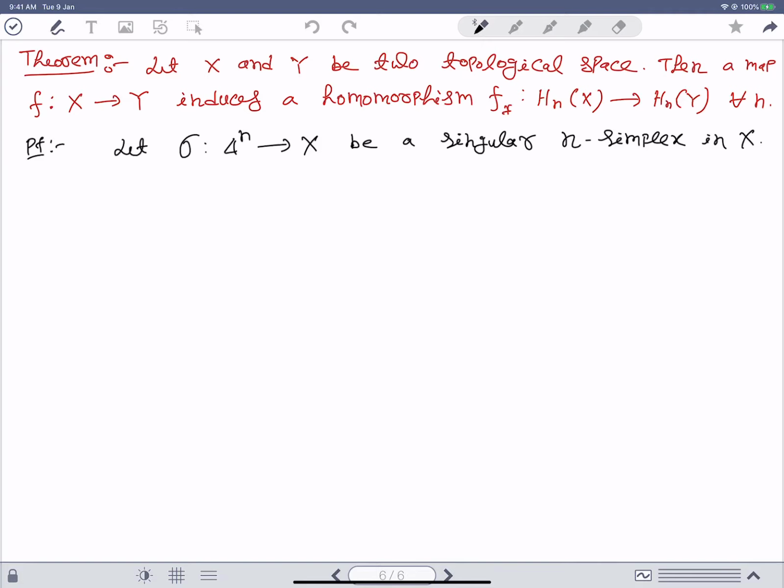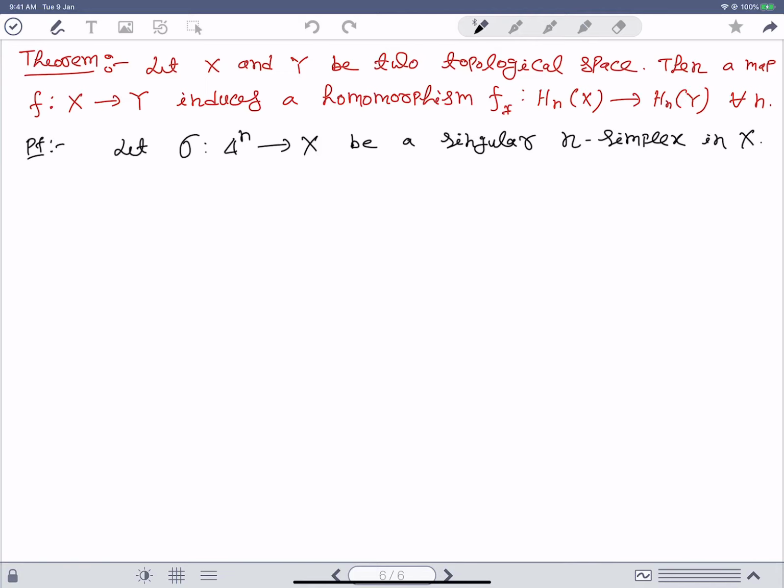Now throughout this talk I use sigma for singular n simplex as well as singular n chain. But I will define when I am writing it, when I consider sigma as a singular n simplex and singular n chain, so don't be confused about that. This time I am considering sigma as a singular n simplex.